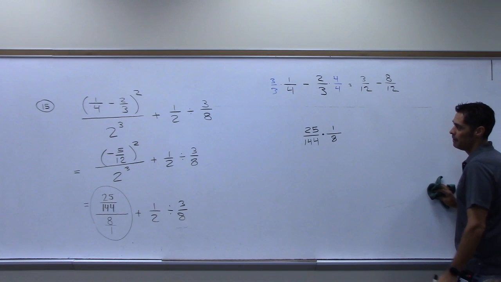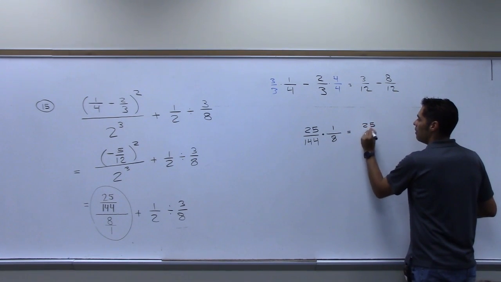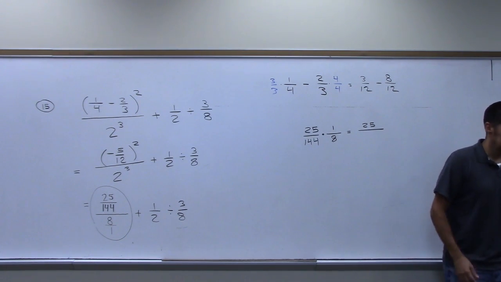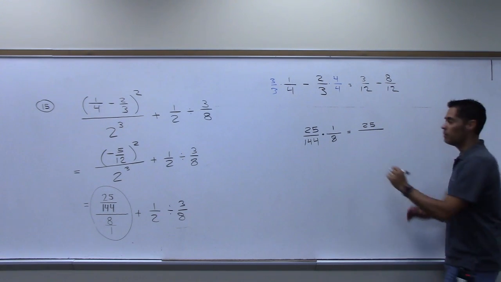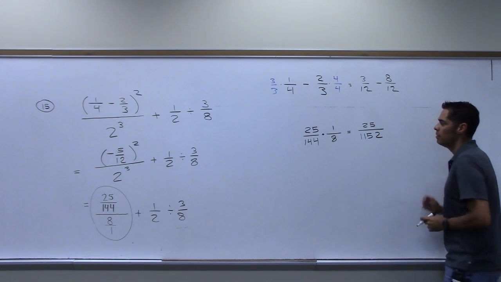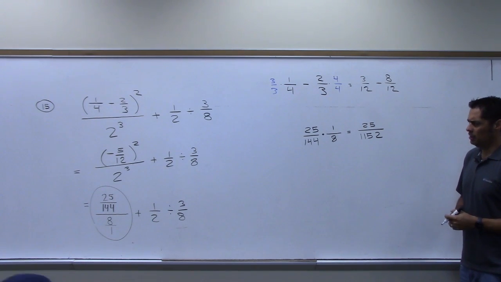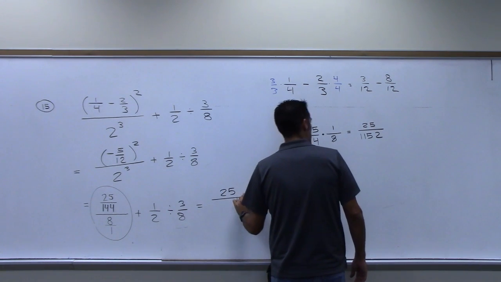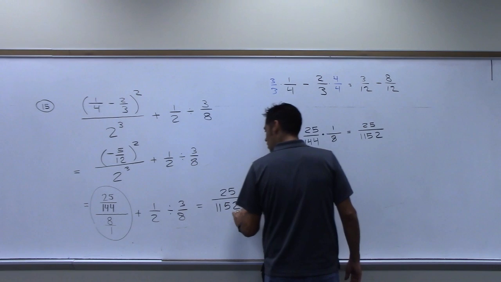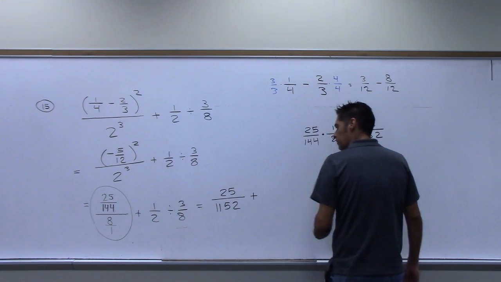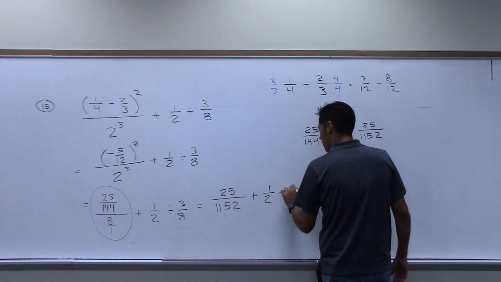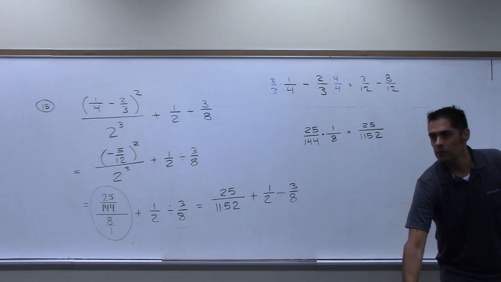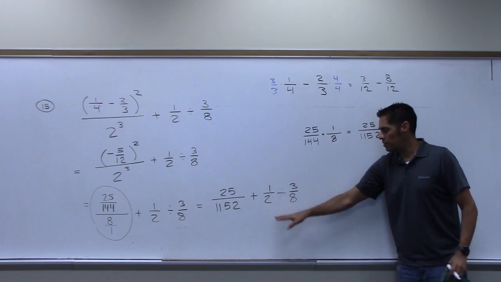Ew, this is ugly. So this is 25 over, and maybe it's time for us to break our calculator out. 1152. Okay, 1152. Thank you. So that's what we get right there. Oof. So this is 25 over 1152 plus 1/2 divided by 3/8. Now what? Do this division first, right? Before the addition. So I'm going to divide that.